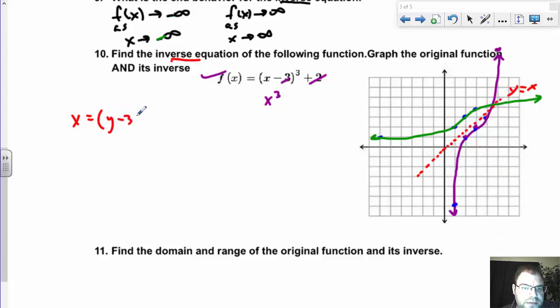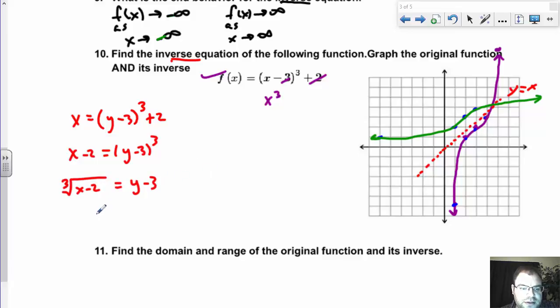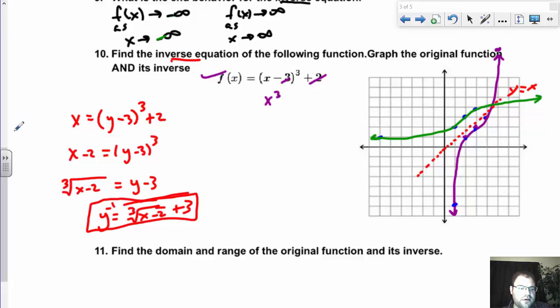The y minus 3 cubed plus 2. So I'll subtract 2 from both sides to start with. So x minus 2 will equal y minus 3 cubed. And then to get rid of this cube, I'll take the cube root of both sides. So the cube root of x minus 2 is now equal to y minus 3. And then I'll add 3 to both sides. So y will equal the cube root of x minus 2 plus 3. And that will be your inverse equation right here that we have. Okay? That is number 10.